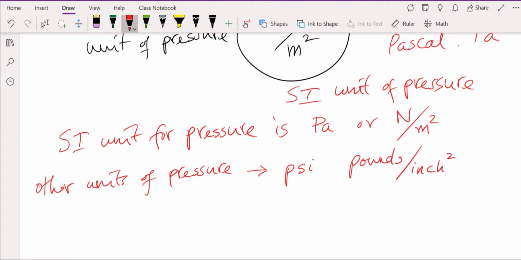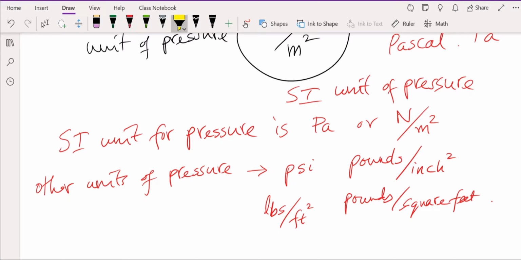Or you can have lbs per feet square. That's also fine. Pounds per square feet. They're all units of pressure. But what is the SI unit of pressure? Only one. The SI unit of pressure is Pascal or Newton per meter square. You can always use other units for convenience, but it is definitely not going to go into equations.